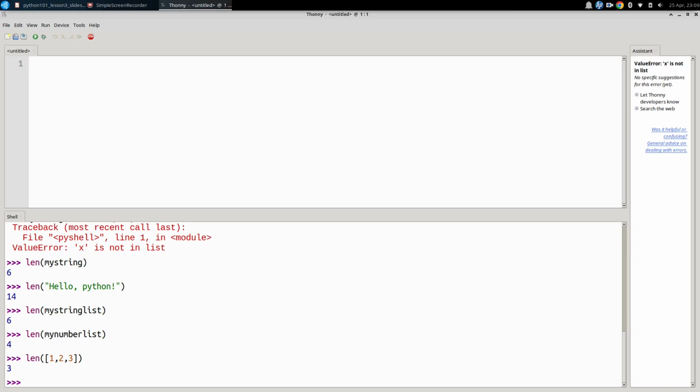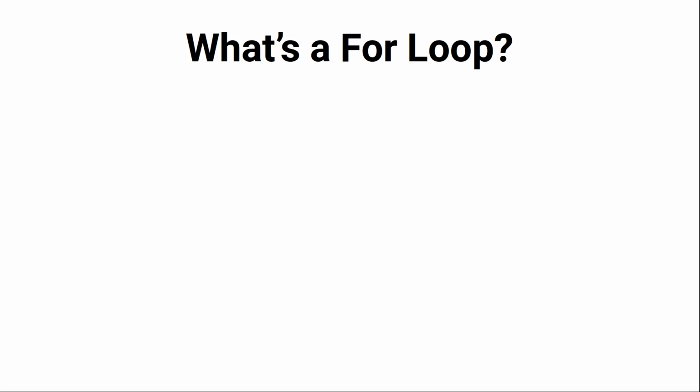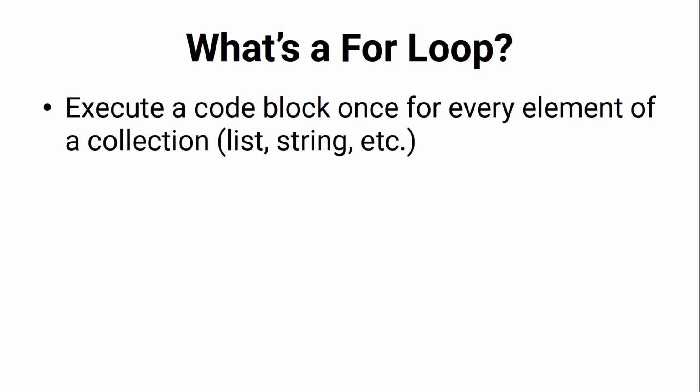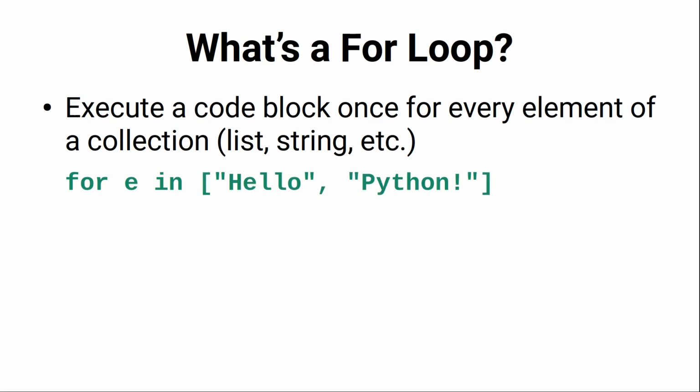But what if we want to do something with each element of a list? To do that, we need a for loop, which lets you execute the same code block for every element in a collection, like a list or string. We start with the keyword for, then we name a new variable that we are going to use in our loop code for each element. So let's call it e for element. Then we need the in keyword, followed by the collection, and finally a colon to indicate that the next code block needs to be indented. And then we can have our code, and here we'll just print each element one at a time.